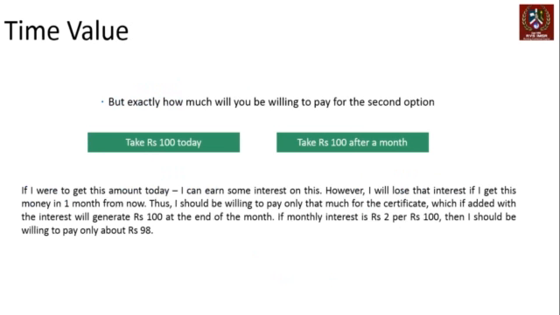But exactly how much would you be willing to pay for it, right? How do we find out the value of that certificate, that if you buy and hold this, you are entitled to rupees 100 after a month, right? Now think about it this way. If you were to get this amount today, you could earn some interest on it. However, if you get this after a month, you will lose that interest, right? So you should be willing to pay only that much, which is the amount that will generate 100 at the end of the month. Effectively, you are foregoing that interest, right?